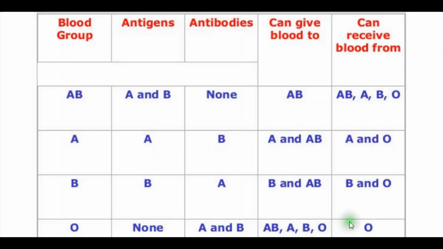They can receive blood from only one blood group, that is O. So O group persons can receive blood from only O group persons, but they can donate the blood to AB group, A group, B group and O group. So the O group persons are known as universal donors, and AB group persons are known as universal recipient. They can receive the blood from all the blood group persons.